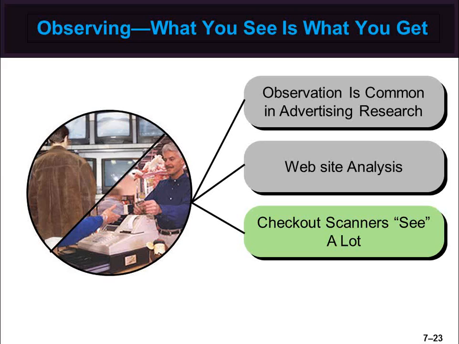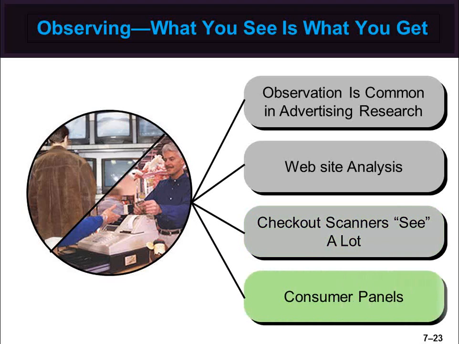Observation methods are common in advertising research. For example, Nielsen Media Research gathers data on television viewership by using people meters that record the channels watched by a selected sample of consumers. Website analysis software allows marketing managers to observe customer behavior at a firm's website.